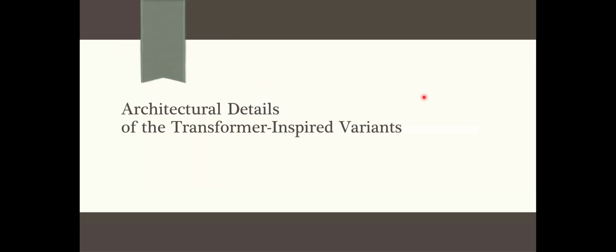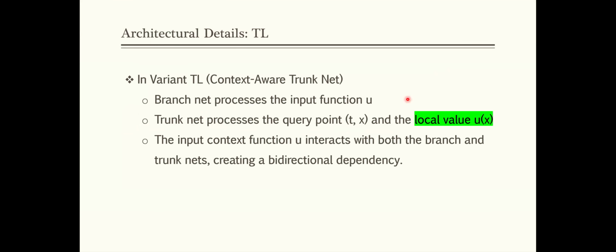Now, let's take a closer look at three representative examples and see what their architectures actually look like. In the TL variant, the branch network processes the input function u as usual. The trunk network, however, takes not only the query point t, x, but also the local value u of x. This means the input function u now influences both the branch and trunk networks, establishing a bidirectional dependency between the branch and trunk net.